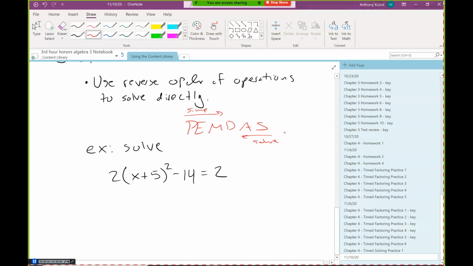So the first thing I would want to do is undo any addition or subtraction. Well, I see one subtraction instance and one addition instance. However, the plus 5 in the x plus 5 is inside of the parentheses. Do you guys see that? So to get access to the x plus 5, I'd have to clear the parentheses out first. So I'm not going to worry about that until I've done that. But I do have access to the minus 14. So I would just start by adding 14 to both sides.